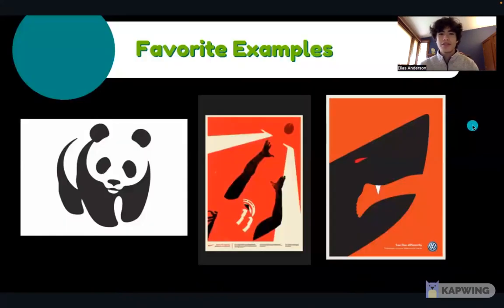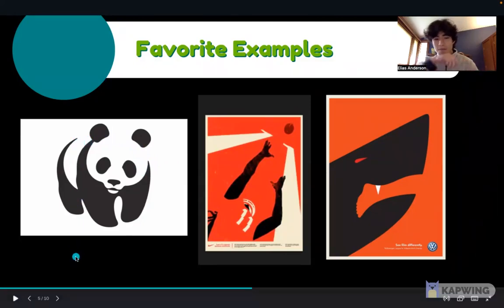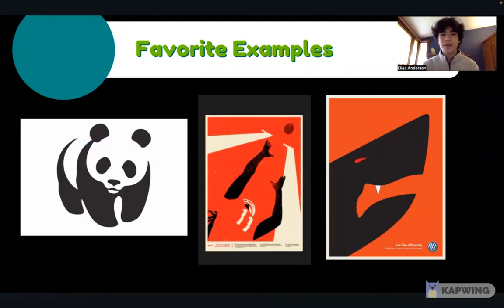These are some of my favorite examples of closure. First off, we have this classic example of the WWF logo, which is a panda. And you can see that because our mind closes off these sections and puts it all together in order to see the full picture of a panda.